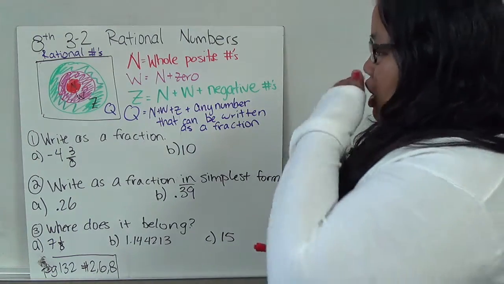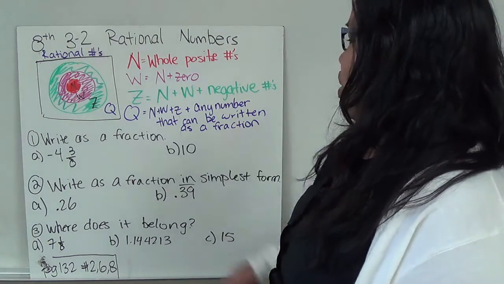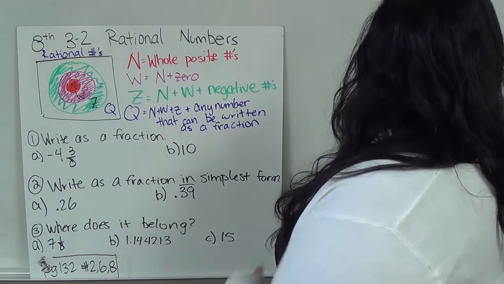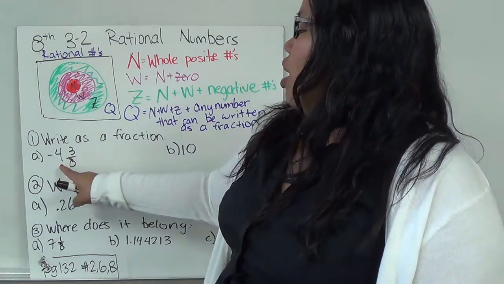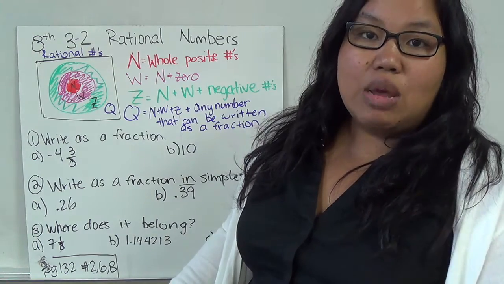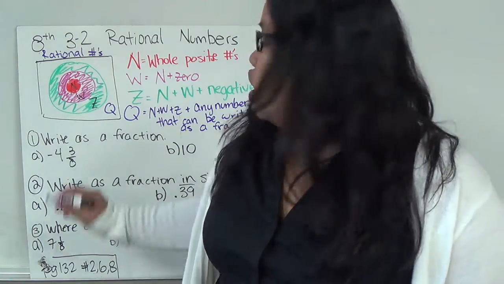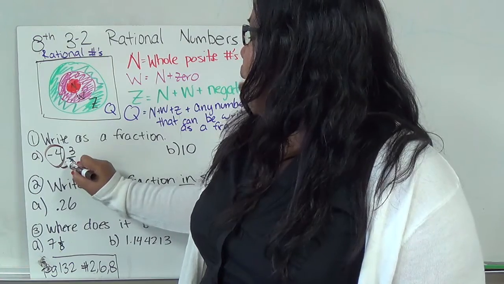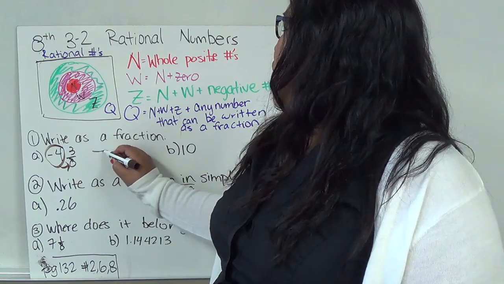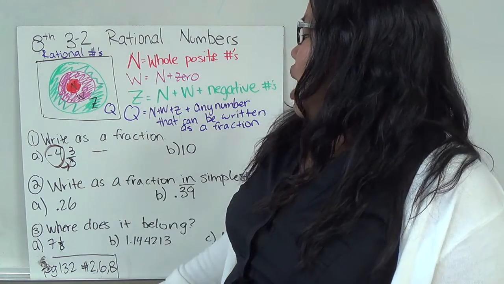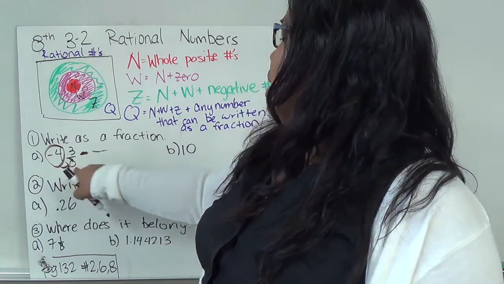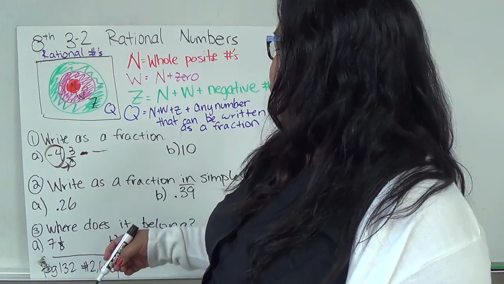So, for example, this one, they want us to write it as a fraction. Basically, because this is a mixed number, in order to write a fraction, I'm going to write it as an improper fraction. If you remember how to do that, you take this whole number and you multiply it by the bottom. So negative 4 times 8, which is negative 32, okay? And then I'm just going to leave this negative on the outside. So 4 times 8, which is 32, plus 3, okay?